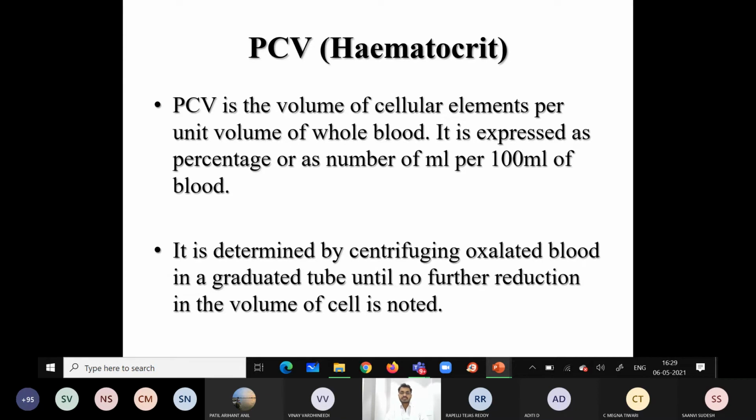So what is packed cell volume? It is the volume of cellular elements per unit volume of whole blood. It is expressed as percentage or as number of ml per 100 ml of blood. It is determined by centrifuging oxalated blood in a graduated tube until no further reduction in the volume of cells is noted.